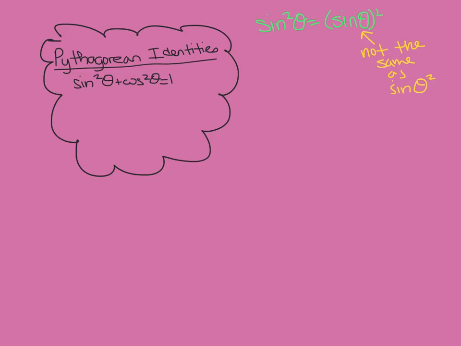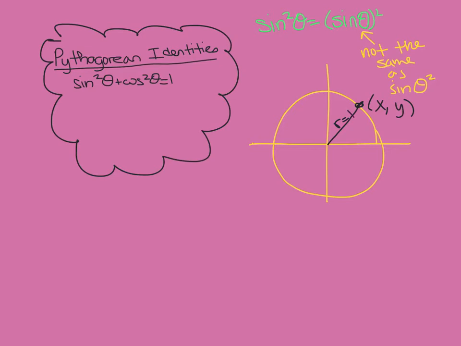You might be wondering, where does sine squared theta plus cosine squared theta equals 1 come from? And the answer is the unit circle. On the unit circle, you might remember that each point, my x and y value, has a radius of 1 away from the center. We know that sine of theta, this is my theta right here, is going to be equal to y, and we know that cosine of theta is equal to x.